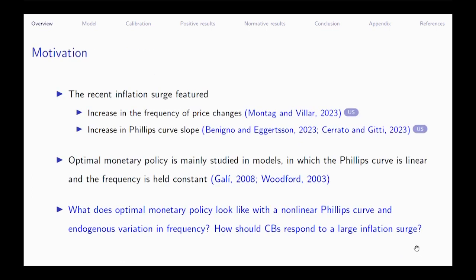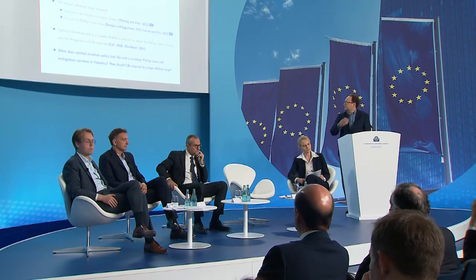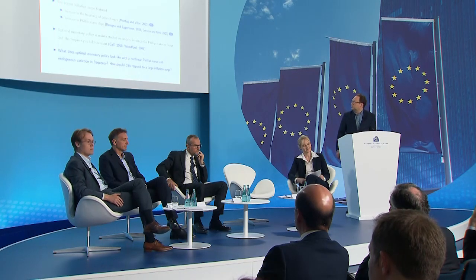Now, that notwithstanding, optimal monetary policy is mainly studied in models in which the frequency is held constant and the Phillips curve is linear. And a lot of progress has been made under these assumptions, for example in the textbook by Jordi Galí and Mike Woodford. But we want to move away from these assumptions, consistent with the evidence that we've seen during the inflation surge.